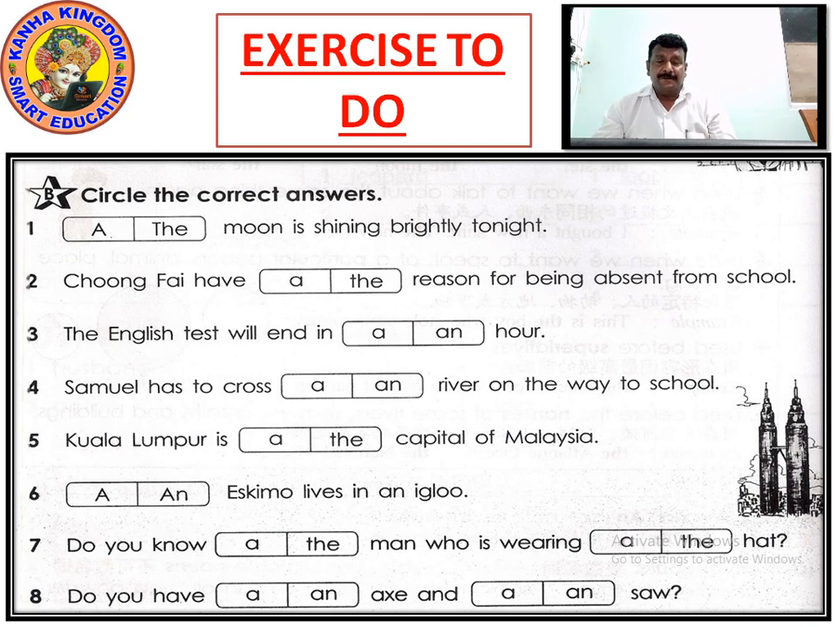Right? So you got the answers now. We will be joining in the next session with the next part, the lessons of the definite article. Today we have learnt what articles are, types of articles, indefinite articles, and uses of indefinite articles. We have done the exercise as well. We have seen where A is used and where An is used. In the next session I will be there with definite articles, uses of definite articles, and exercises to do.